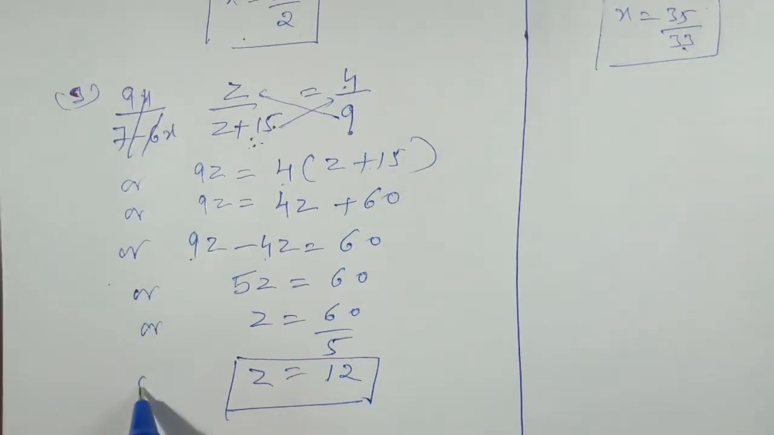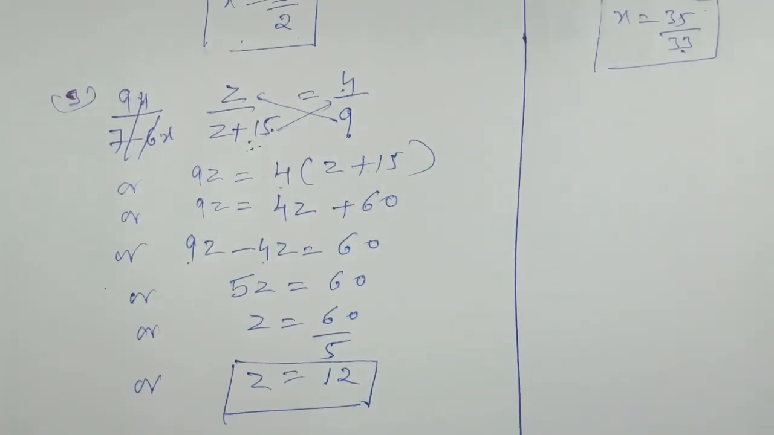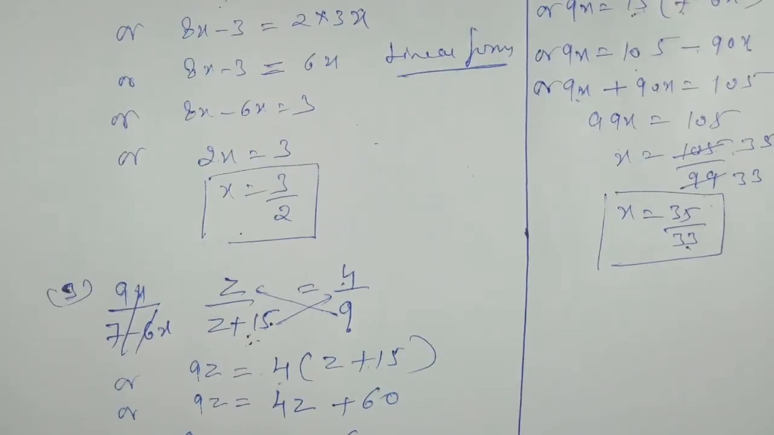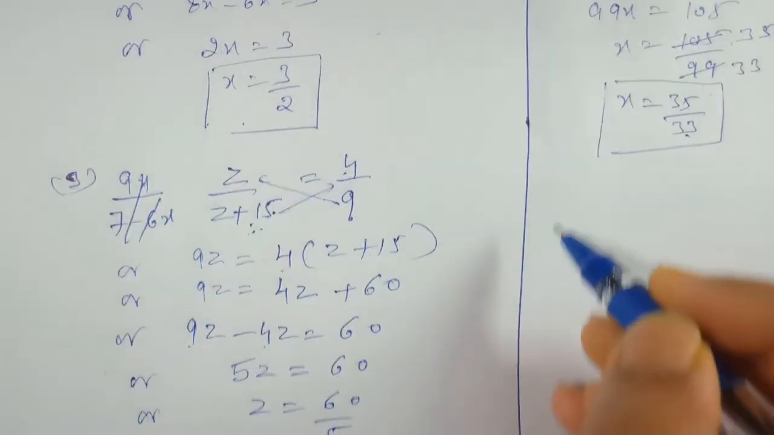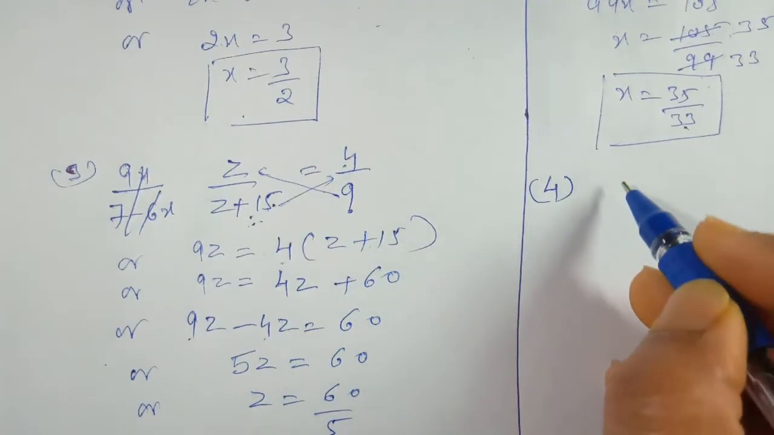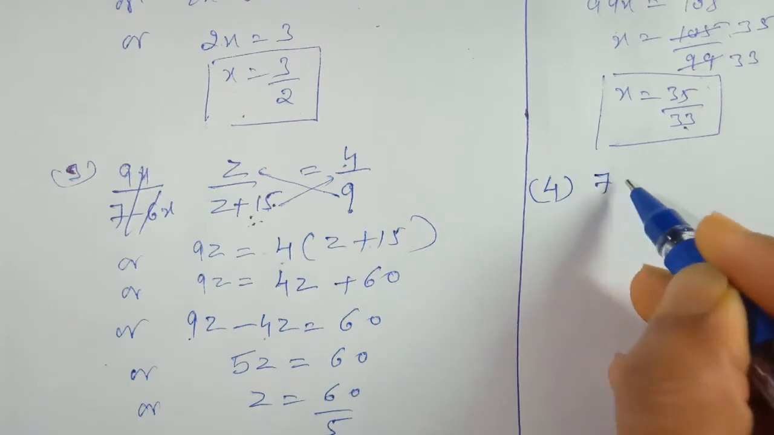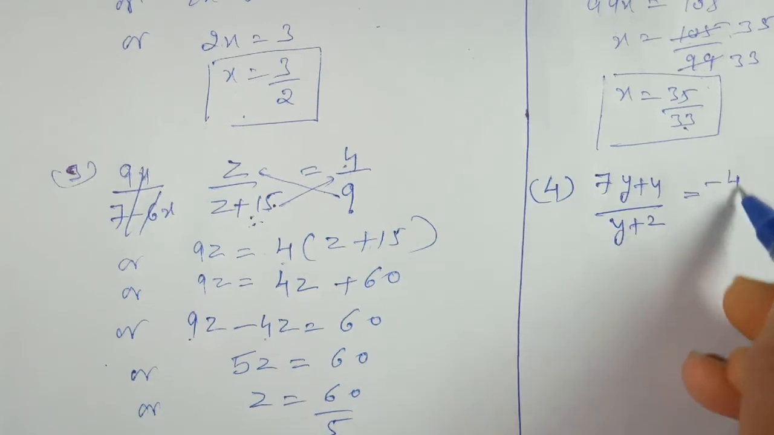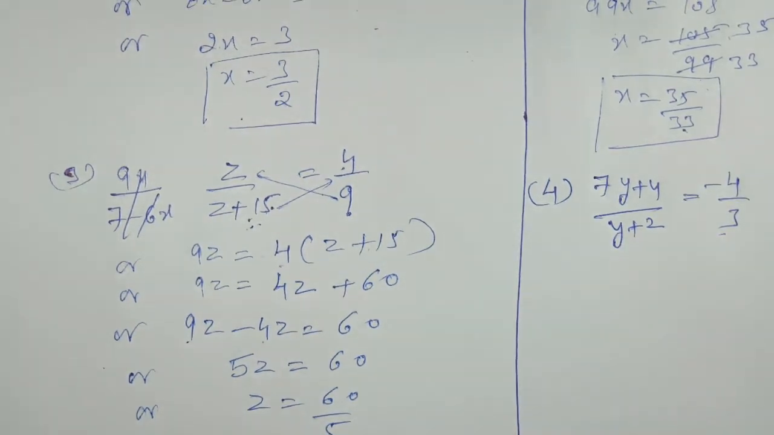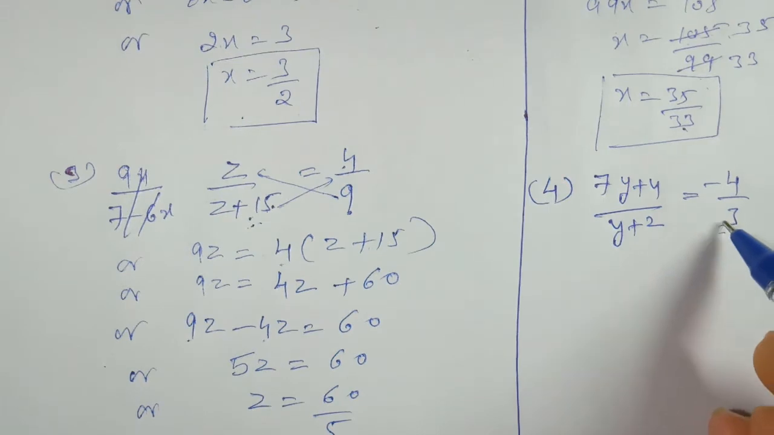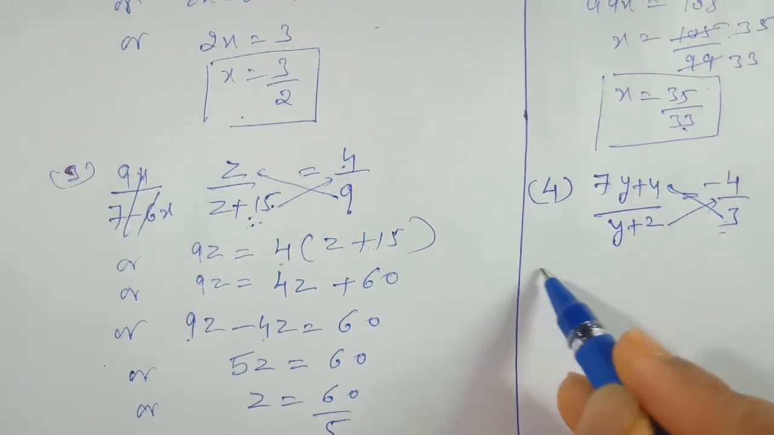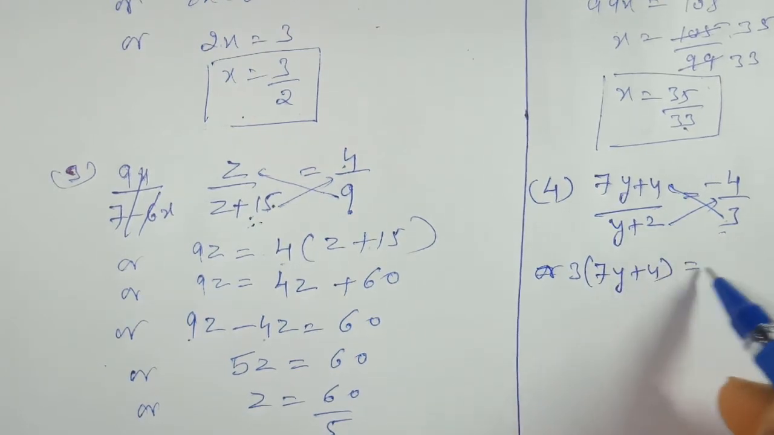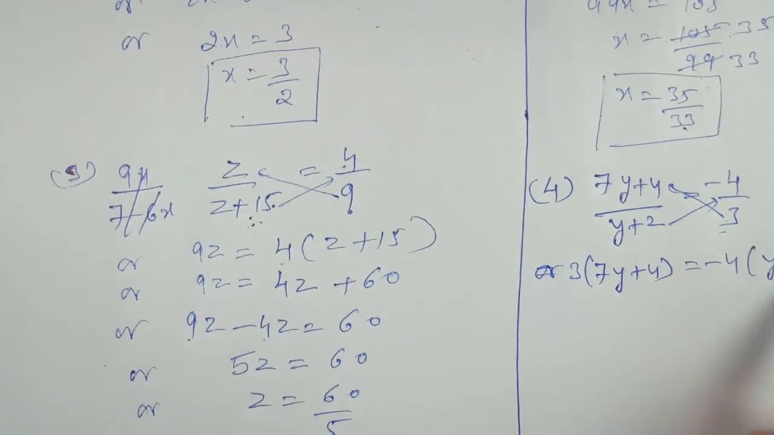This way we can reduce any equation to linear form and then solve it accordingly. Let us take one more example, number 4 part: 7y plus 4 upon y plus 2 equal to minus 4 by 3. Transpose the denominator to the other side. This will give 3 times 7y plus 4 equal to minus 4 times y plus 2.